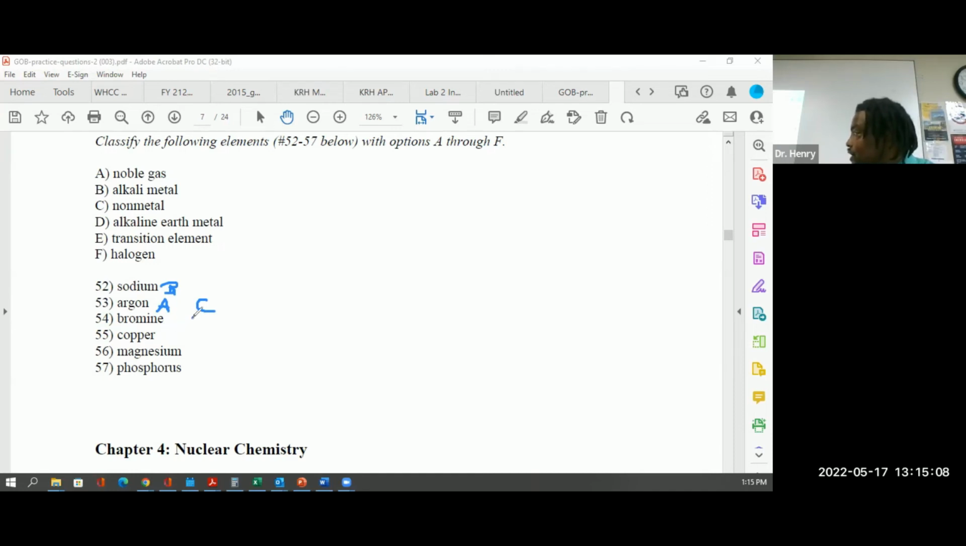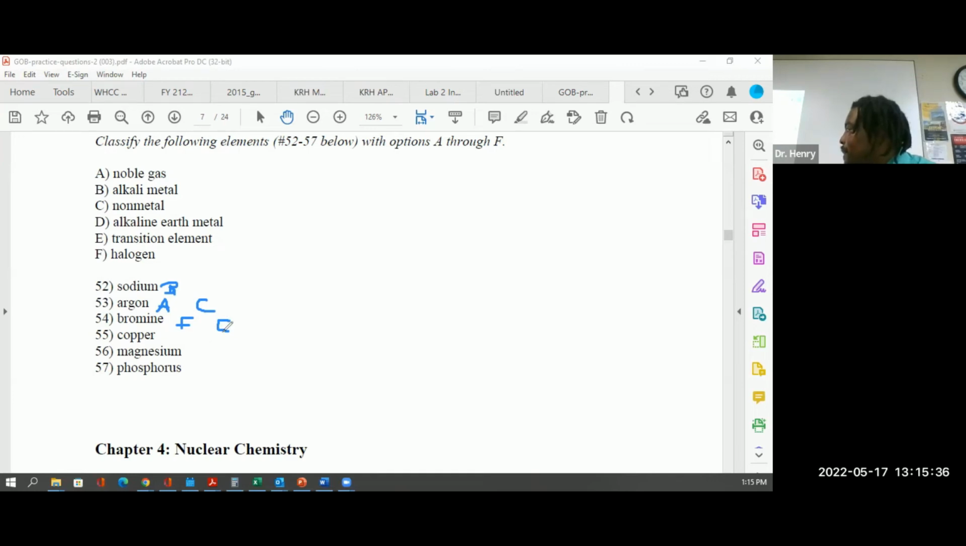So somebody said halogen. That's F. That is correct. They're the ones right next to the noble gases. They want to be like the noble gases. They're one away, right? So those are your halogens. They raise hell because they want to be like the noble gases. Okay, so they're also nonmetals, right? So it's A, F, and C.